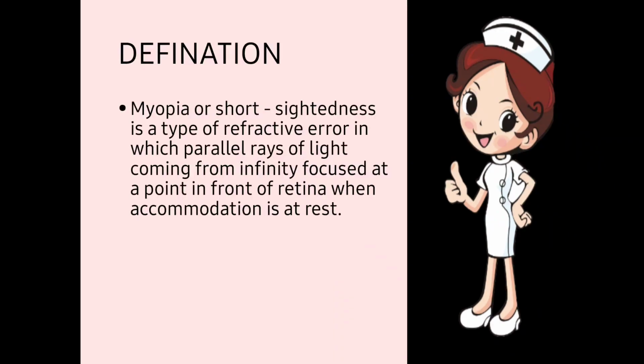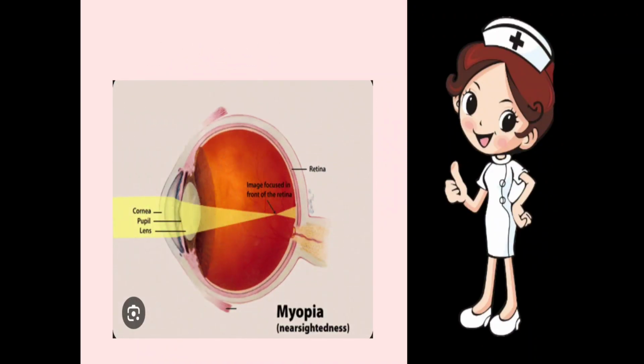Myopia or short-sightedness is a type of refractive error in which the parallel rays of light coming from infinity are focused at a point in front of the retina when the accommodation is at rest. Myopia is also known as short-sightedness or nearsightedness because in myopia we are able to see nearby objects clearly. That is why it is known as nearsightedness or short-sightedness.